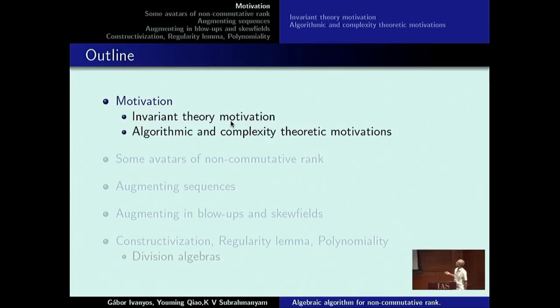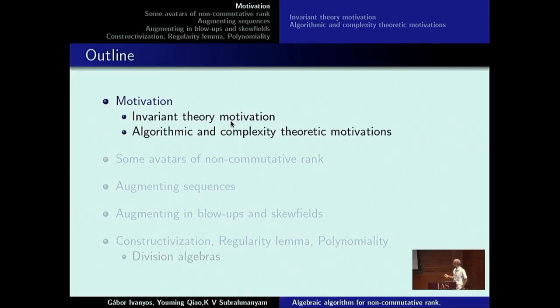So this is the brief outline. I will once again motivate the problem. Of course, we've seen the motivation for the past 2 days, but nevertheless, I will once again reintroduce the problem. And then I will talk about the non-commutative rank and its various versions. The last three sections will primarily be devoted towards the algorithm that we propose.